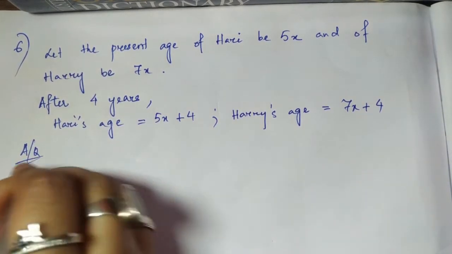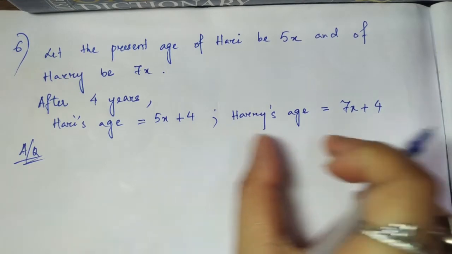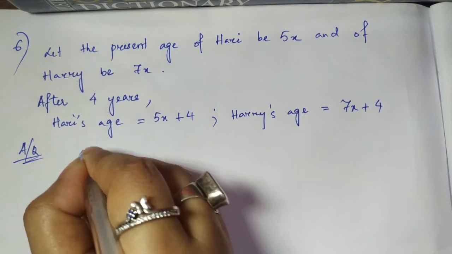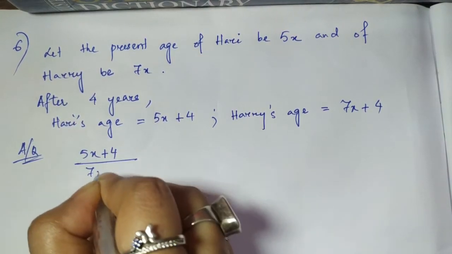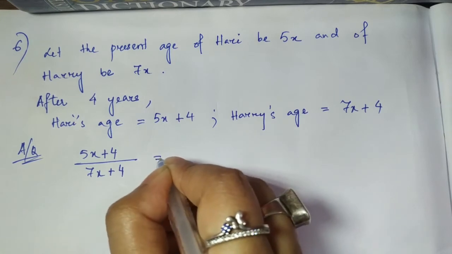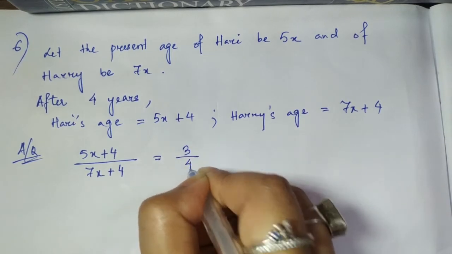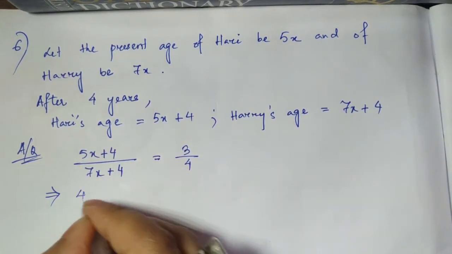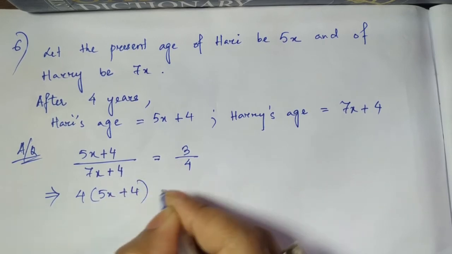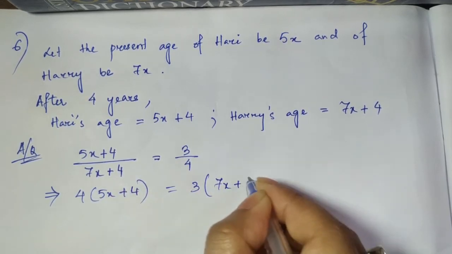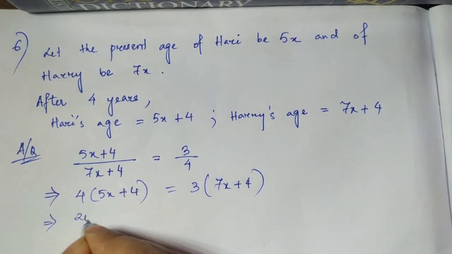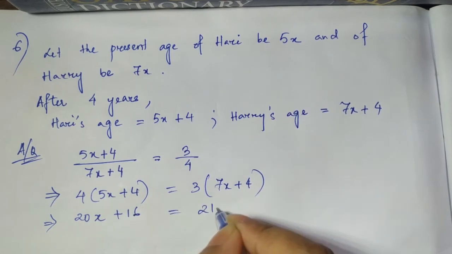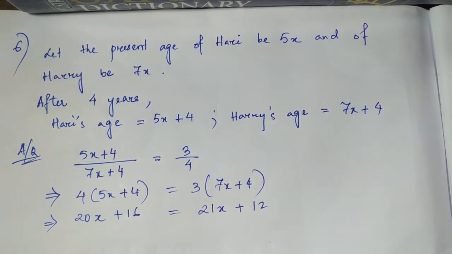Now it is said that the ratio of their ages 4 years from now is 3:4. So can I not write (5x plus 4) divided by (7x plus 4)? The ratio of their ages 4 years from now will be 3:4, that is 3/4. Okay, so we will cross multiply it. 4 times (5x plus 4), then 3 times (7x plus 4). Let's multiply. 5 4s are 20x, 4 4s are 16, 7 3s are 21x plus 4 3s are 12, right?